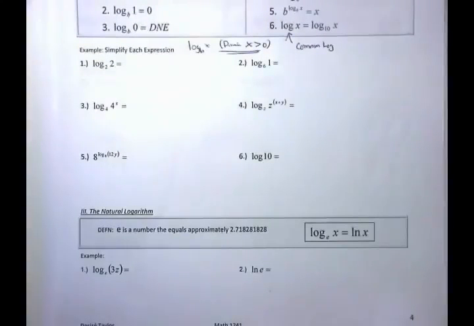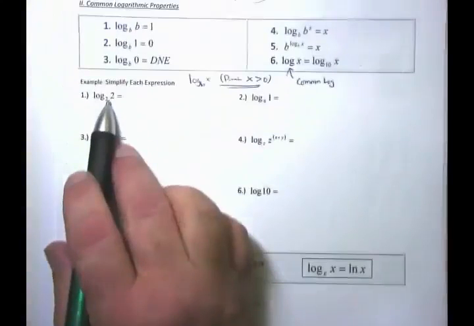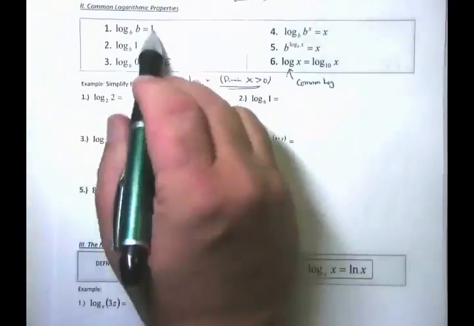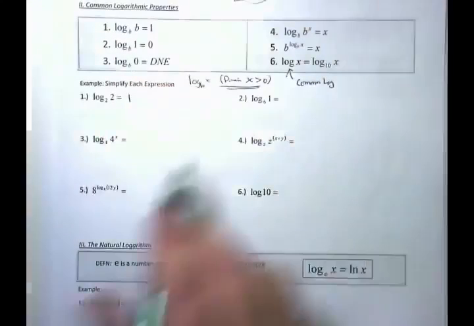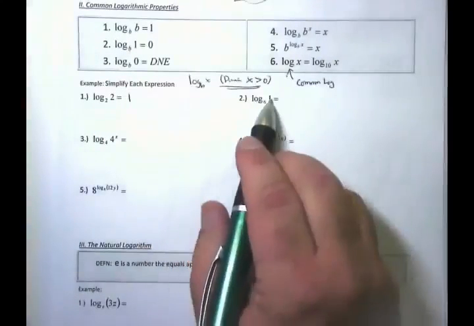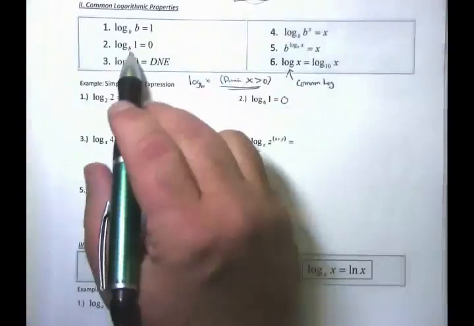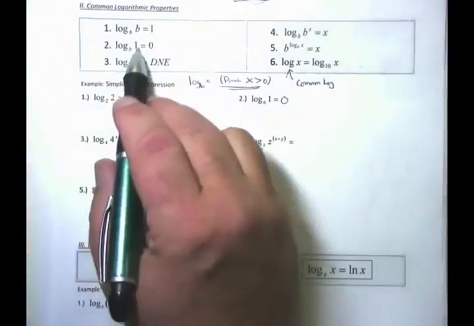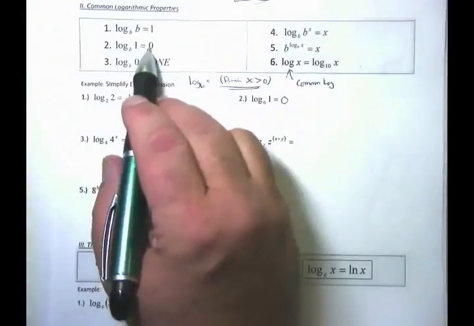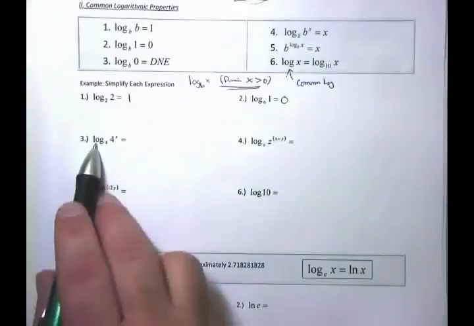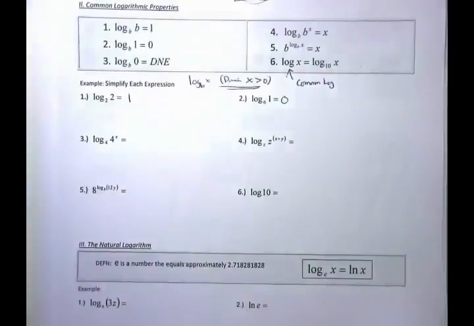Okay, so here we go. Let's take a look at these problems and see if we've got 10 seconds to do this problem. On your mark, set, go. Log base 2 of 2. What's my answer? When the base and what you're taking the log of are the same, the property says you always get 1. Number 2, log base 6 of 1 is equal to what? 0. It doesn't matter what the base is. When you take the log of 1, you always get what? 0.